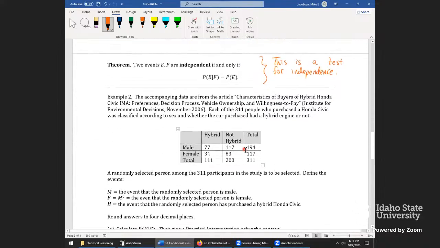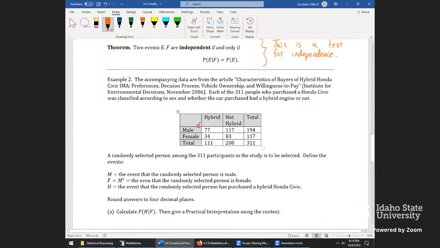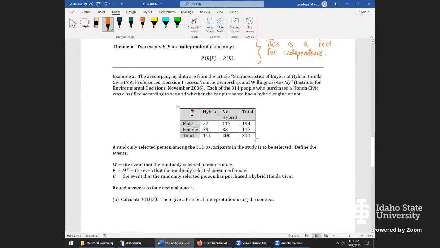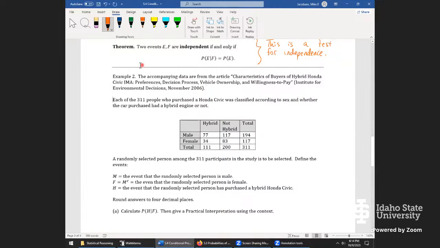Now let's see how this theorem goes together with example 2. So we have another table. This one's completely filled in, and it says the accompanying data are from the article "Characteristics of Buyers of Hybrid Honda Civic IMA: Preferences, Decisions, Process, Vehicle Ownership, and Willingness to Pay." The last one seems to be the big punchline for them, willingness to pay. So this was from a 2006 study. And they said here, each of these 311 people who purchased a Honda Civic was classified according to sex and whether the car purchased had a hybrid engine or not.